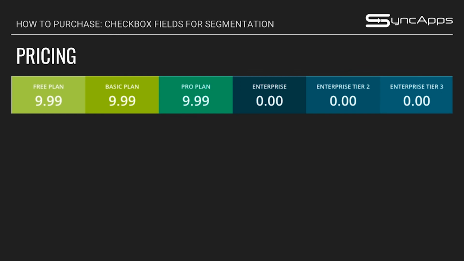So for the pricing, the checkbox fields for segmentation feature is available in our enterprise plans and is an add-on of $10 per month on our free, basic, and professional plans.